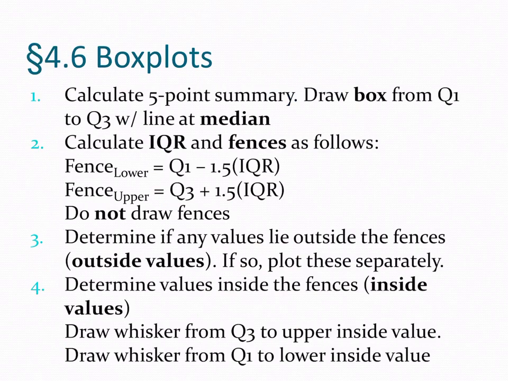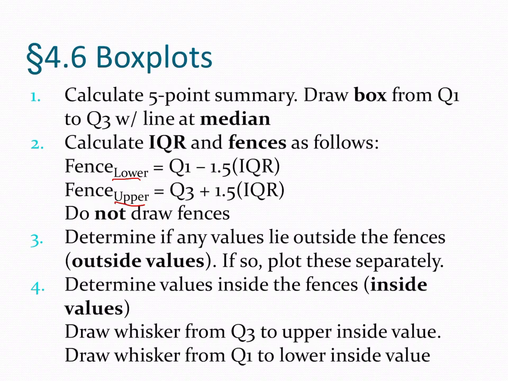When we have our IQR, now we can start using that 5-point summary to draw a box plot. You calculate the 5-point summary, you draw a box from Q1 to Q3 with a line at the median. You calculate the IQR from your Q1 and Q3, and you can add your fences. We have two fences, a lower fence and an upper fence.